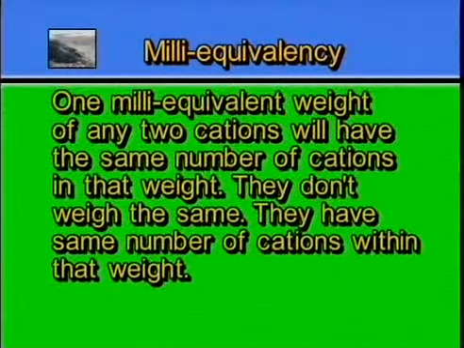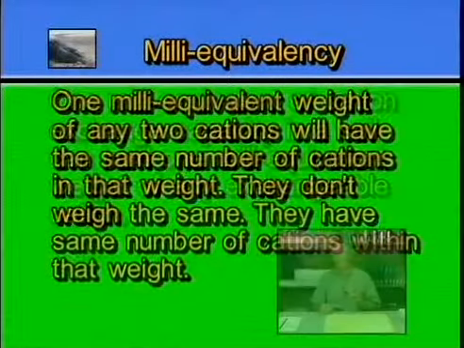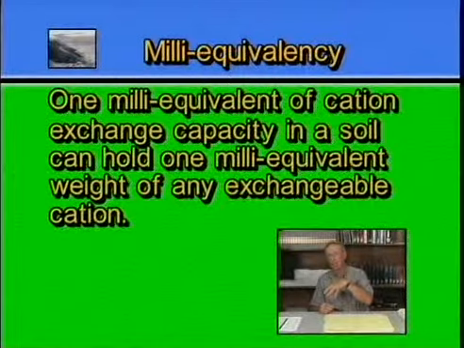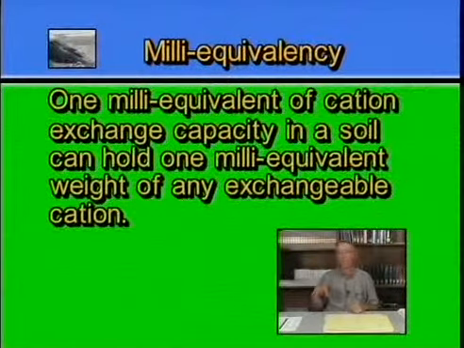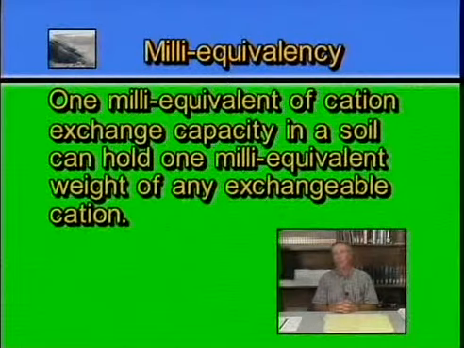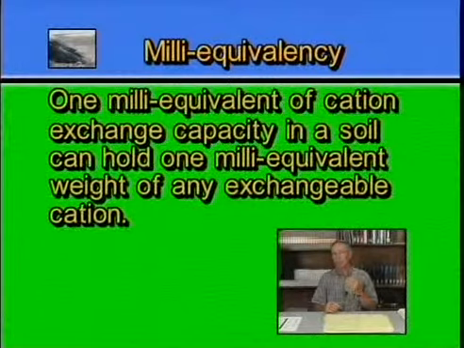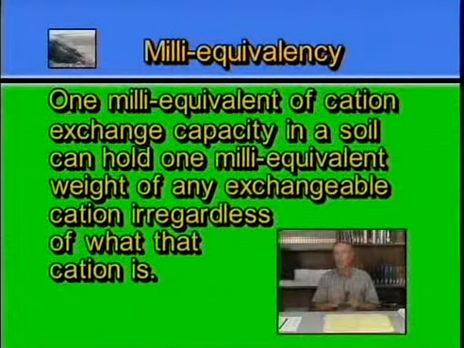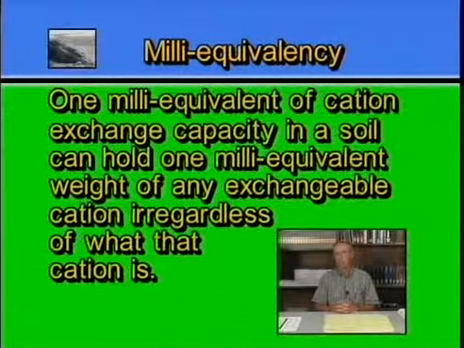And since we're talking about charges here, and it's based on charges, we're also saying that 1 milli equivalent of cation exchange capacity in a soil can hold 1 milli equivalent weight of any exchangeable cation. I'll say that one more time. 1 milli equivalent of cation exchange capacity in a soil can hold 1 milli equivalent weight of any exchangeable cation, regardless of what that cation is.